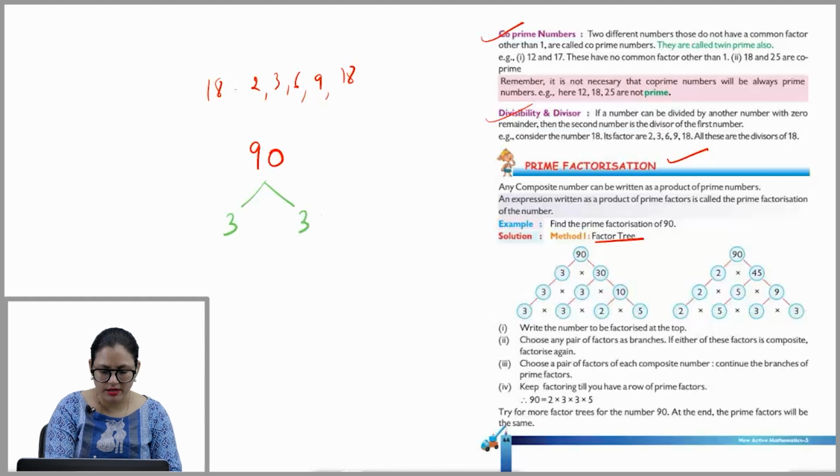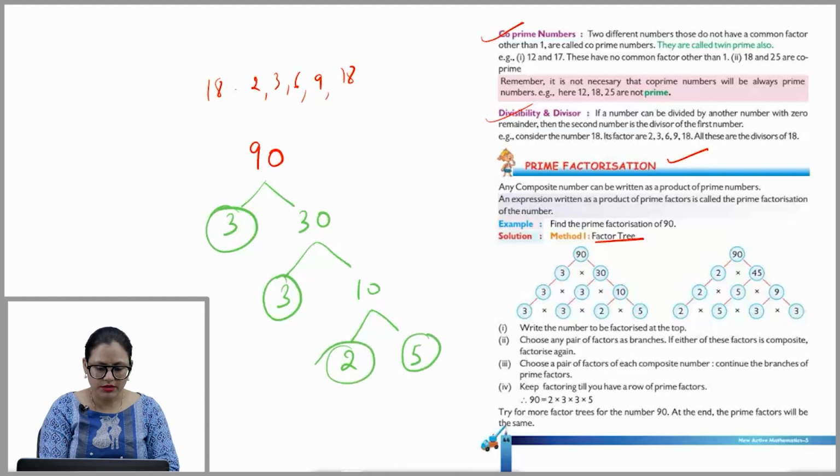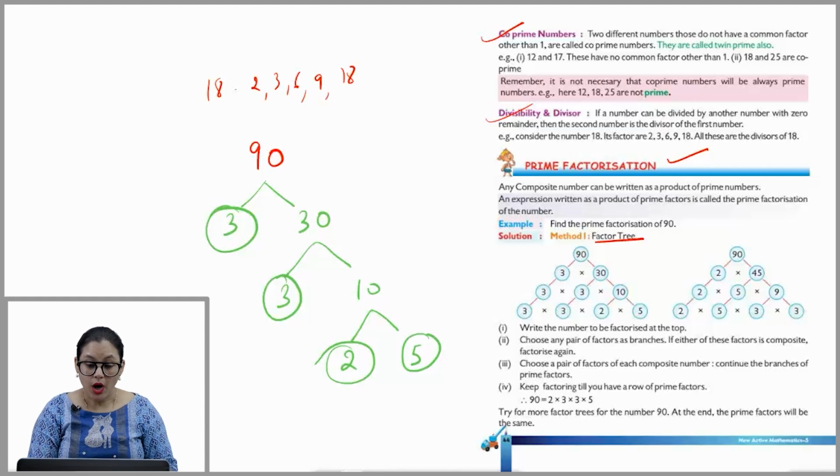Three 30s are 90. Okay. Then 3 10s are 30. 2 5s are 10. Okay. Now see 3, 3, 2, 5. These all are the prime factors. Okay. Or you can also make a factor tree.